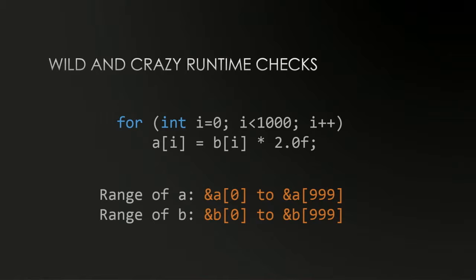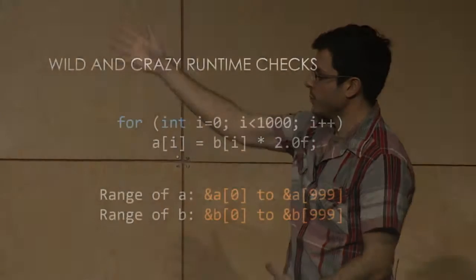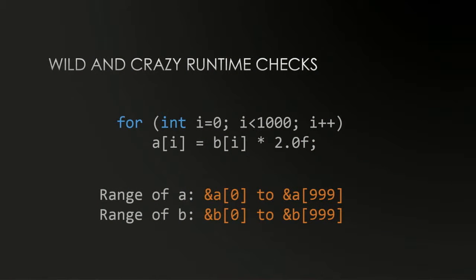We just look at the range of A, where the first element that we access is A sub 0, the last one's A sub 999. Similarly for B, and all you need to do is make sure that, if this is A sub 0 and this is A sub 999, you just need to make sure that either the bottom thing is bigger than B or the top thing is less than B, just to figure out that those things don't actually overlap. So that's the range of accesses of A and B. That's the runtime check that we actually would emit.